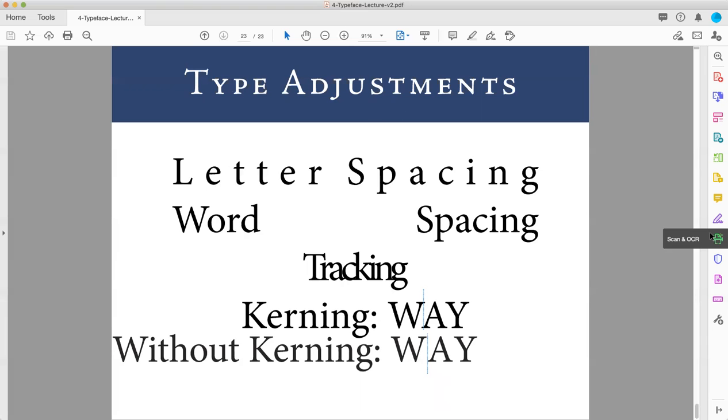Tracking allows you to squish the letters together to the point where they even overlap each other. And kerning is similar to this, but a little bit different. So tracking is you're taking an entire word or entire line of characters and squishing all of them together.